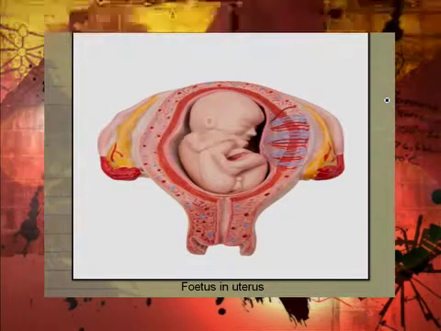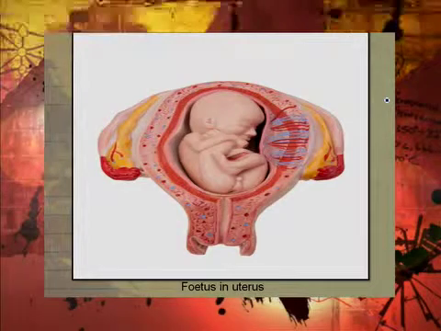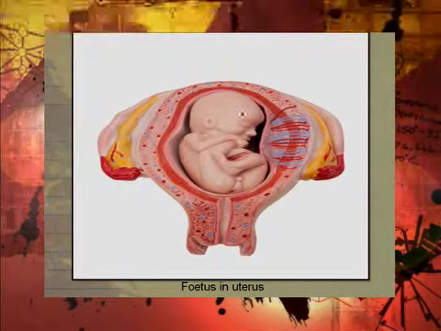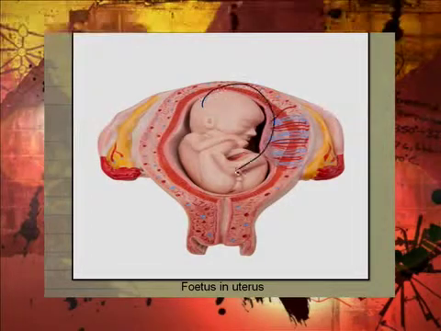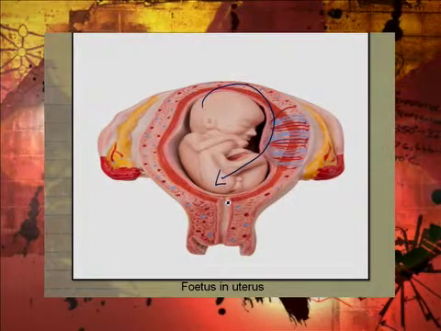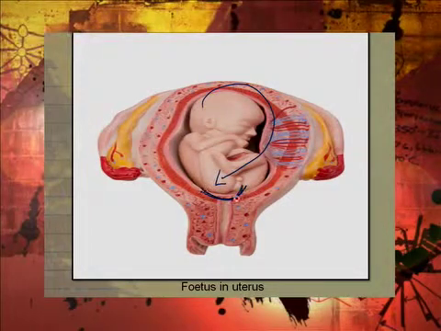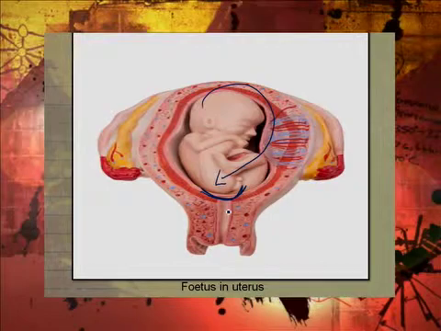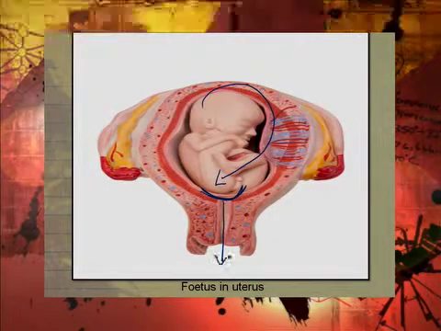And finally, at around about 38 weeks, the little baby is fully developed inside the uterus. What has to happen is that baby needs to turn around, and it needs to be located with its head down at the bottom of the cervix, ready to move through the birth canal and out of the mother.